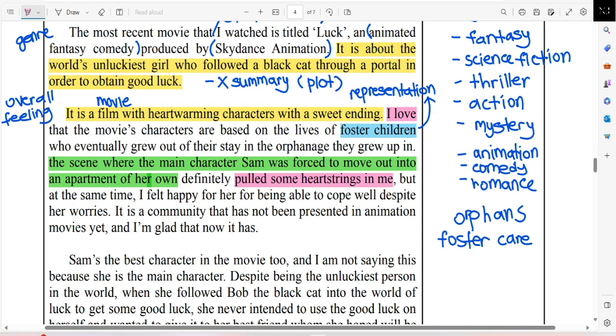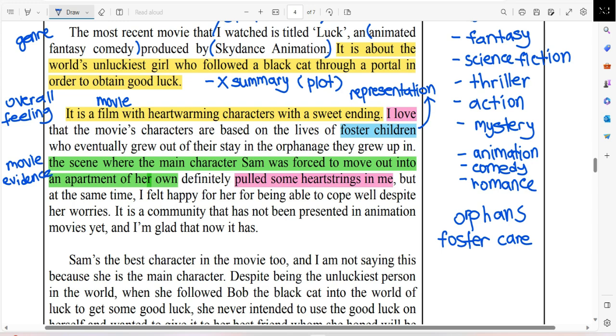All right, let's take a look at the next sentence. The scene where the main character Sam was forced to move out into an apartment of her own definitely put some heartstrings in me. You see, here in the green highlight, we are explaining what went on in the movie. This is what I like to call movie evidence. What happened in the movie, and we add a little bit of our emotions. Put some heartstrings in me. What does that mean? It made you feel something. Maybe it made you feel sad. Normally it just makes you feel sad. That's what put some heartstrings means. And you feel sympathy towards the character.